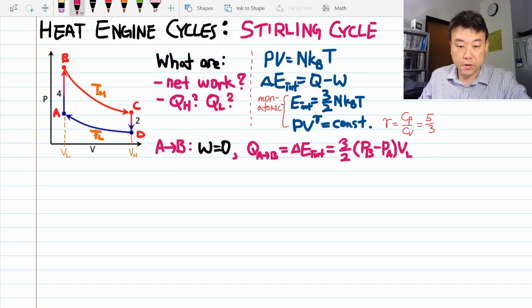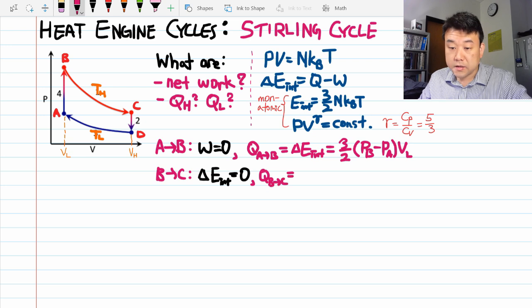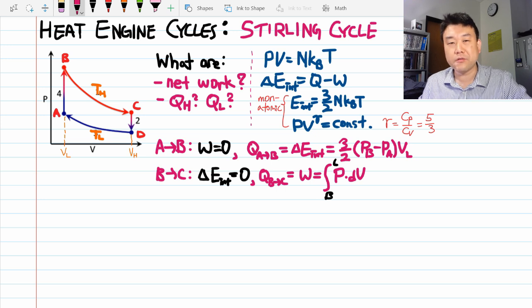Alright, now the isothermal expansion, B to C. Since it's isothermal, the change of internal energy is 0. And the heat transferred is equal to the work done, which we have to calculate by integrating pressure times volume from B to C. We've done this many times, so let me write down the result here.